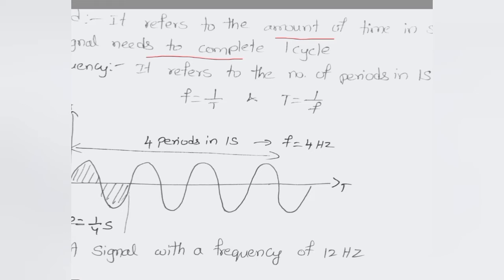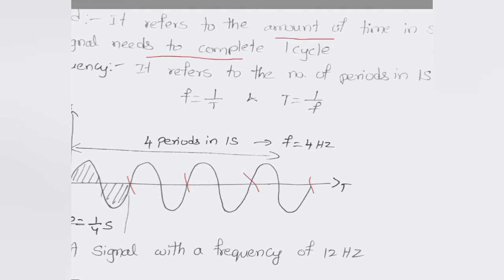So here in the given sine wave, the pattern has finished one cycle here, right? Again this pattern is repeating here. So this is the second cycle, and third cycle, and fourth cycle. So the given sine wave has finished 4 periods here.